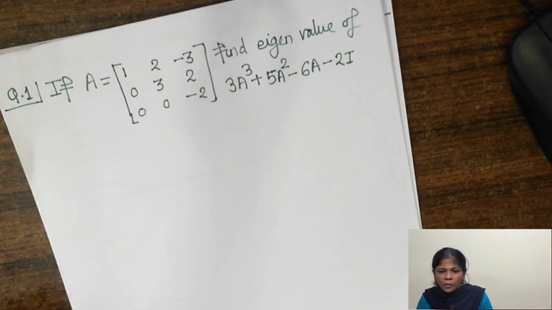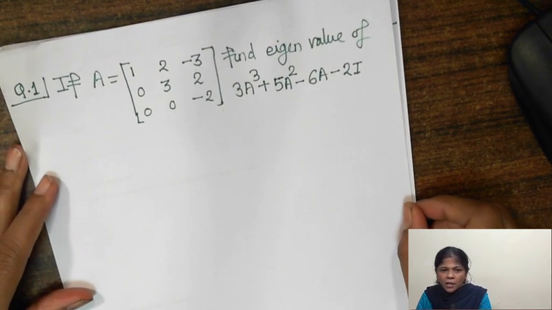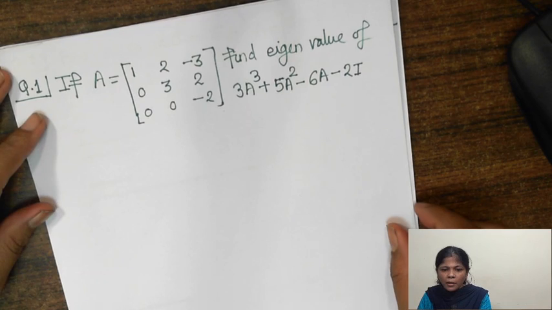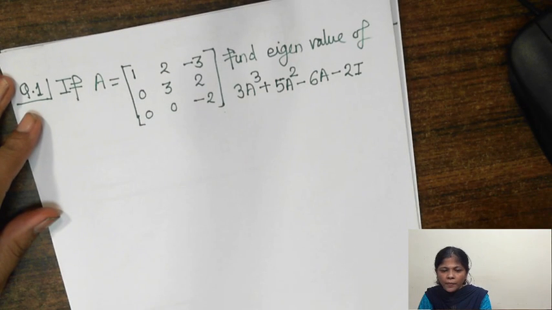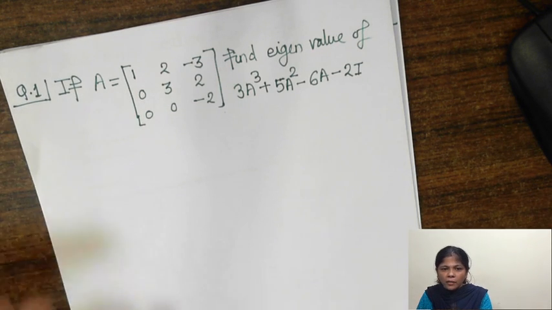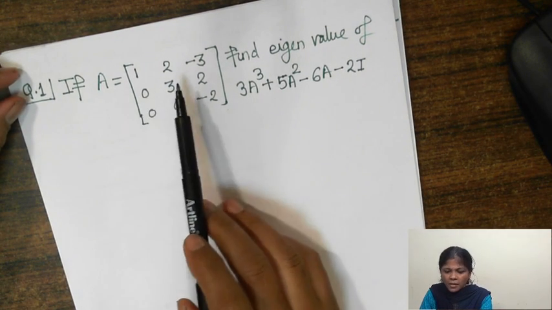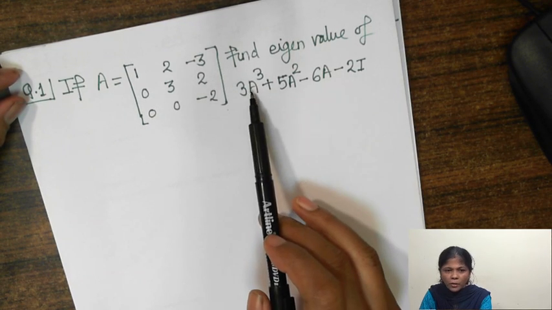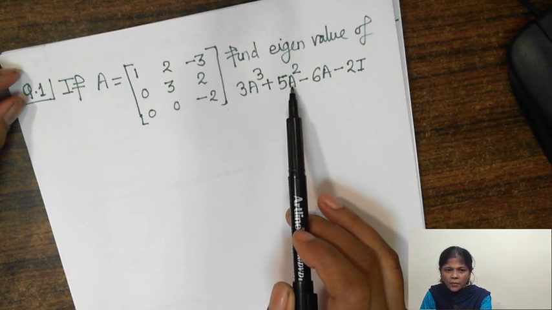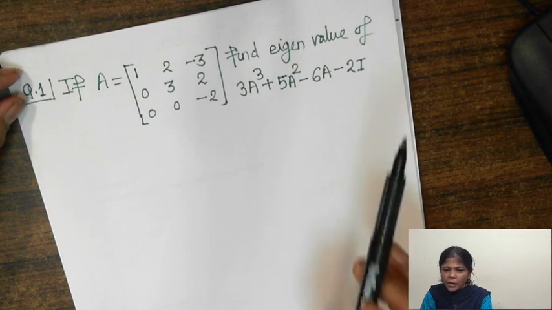Dear learner, today I shall discuss some of the typical examples on eigenvalue, eigenvector and the linear dependence and independence of the vector. So let us start with the first example. It says if A is a matrix, find the eigenvalue of 3A cube plus 5A square minus 6A minus 2I.